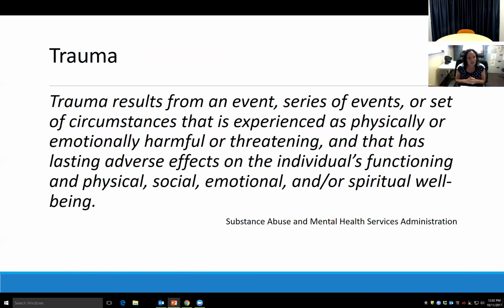So I want you to take a moment and think about this definition and think about if that's how you would define trauma, or if you have a different way of conceptualizing or thinking about trauma. And I also want you to think about what would fall into that category? What are the different types of trauma? What do you consider to be traumatic?